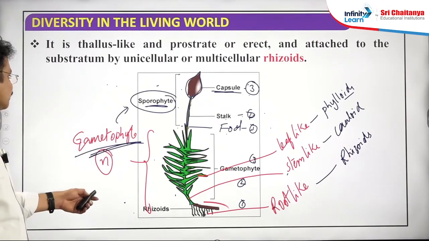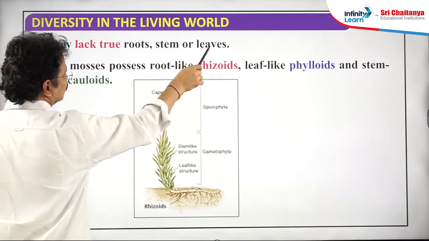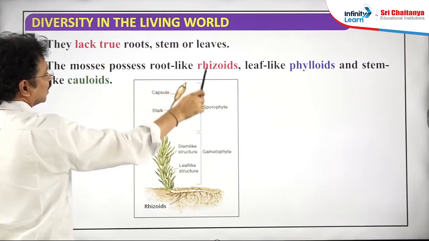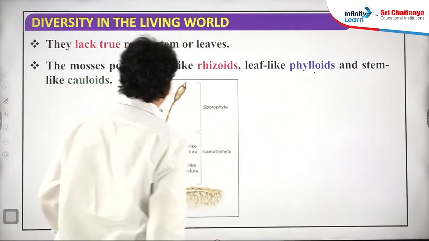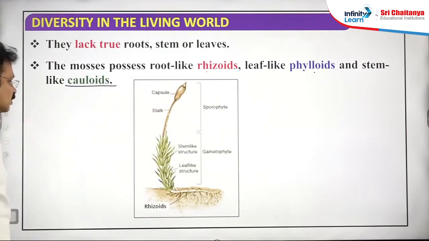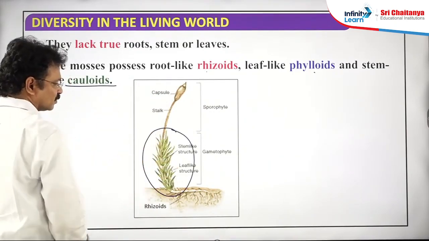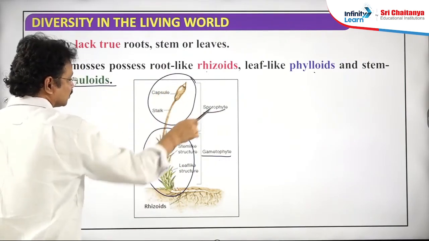Mosses are one of the groups of Bryophyta. They lack true roots, true stems, and true leaves; all are absent. In their place are root-like rhizoids, leaf-like phylloids, and stem-like caulloids. This is the plant body, green and photosynthetic. There is also another part of the plant body, that is the sporophyte.